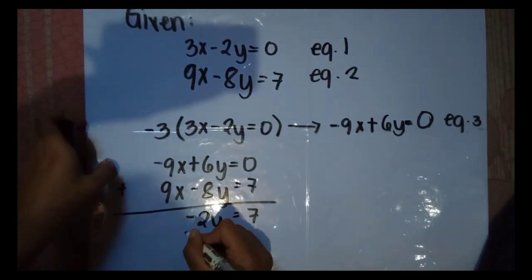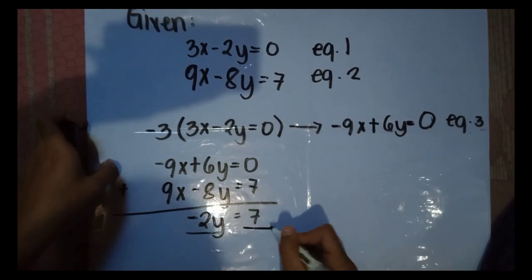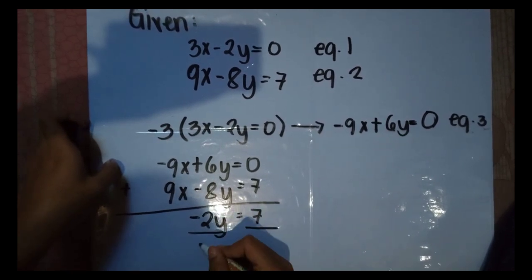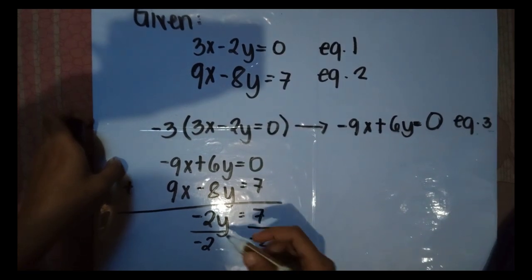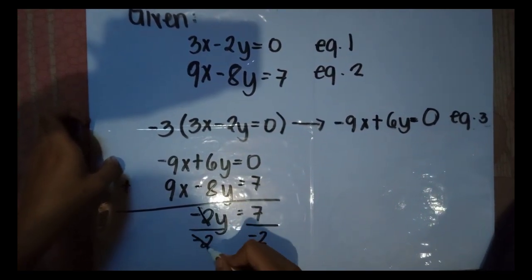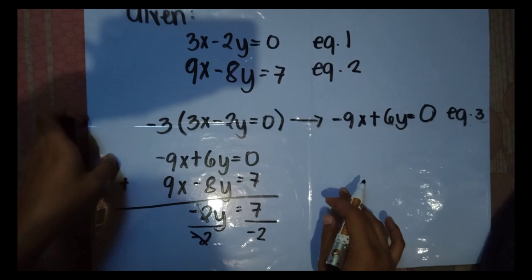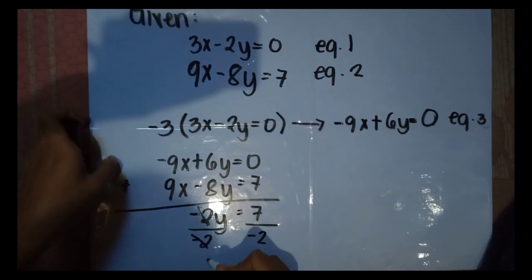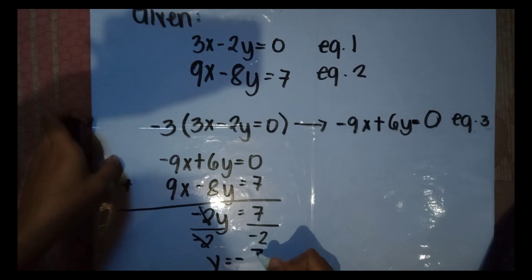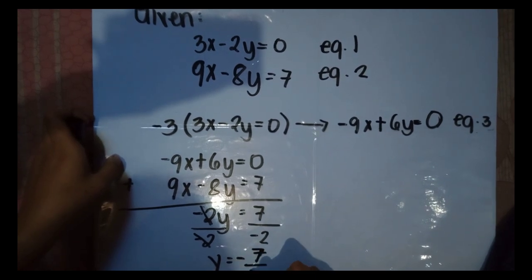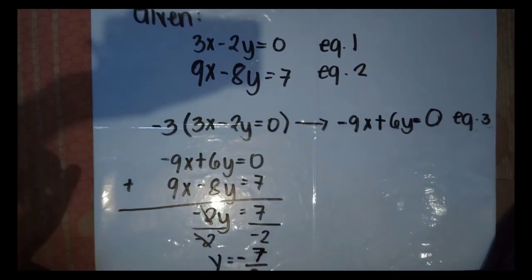Next is divide both sides of the equation by negative 2. Cancel out the negative 2 in the left side of the equation. We get y is equals to negative 7 half.